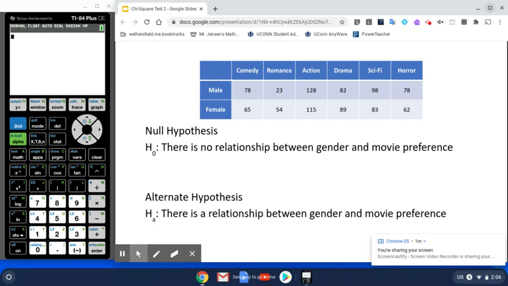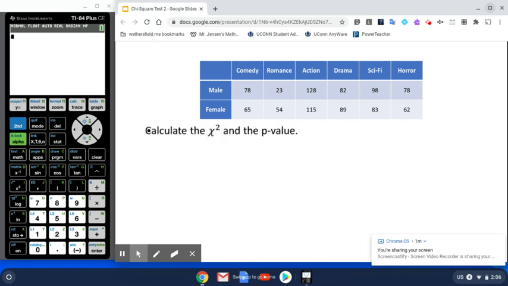Remember that when you're conducting the test, it is important to indicate the variables that you're studying. So there is no relationship between the gender and the movie preference. The alternate hypothesis, there is a relationship between gender and movie preference. Okay, so the next thing we need to do is to calculate the chi-square and the p-value. And so this is why I really want to look at this on the graphing calculator. Okay, you should have seen in class how to do this by hand. The purpose of this video is how to calculate the chi-square and the p-value using the graphing calculator.